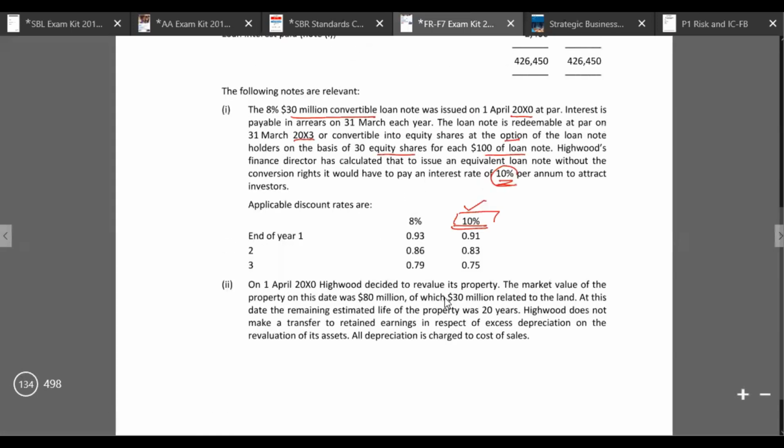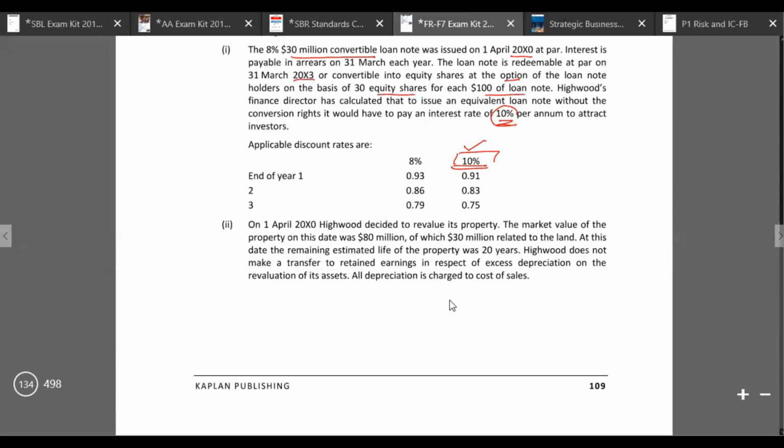For 3 years, they have given us the discount factor. Now, this is the convertible. As I said, you have to do a working. So year 1, year 2, and year 3. In year 1, 30,000 into 8%. What does it give you? 30,000 into 0.08 gives you 2,400.